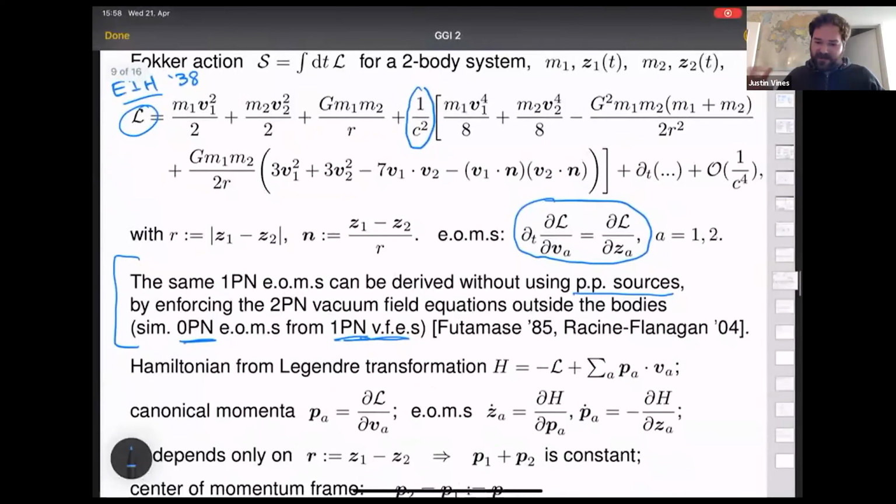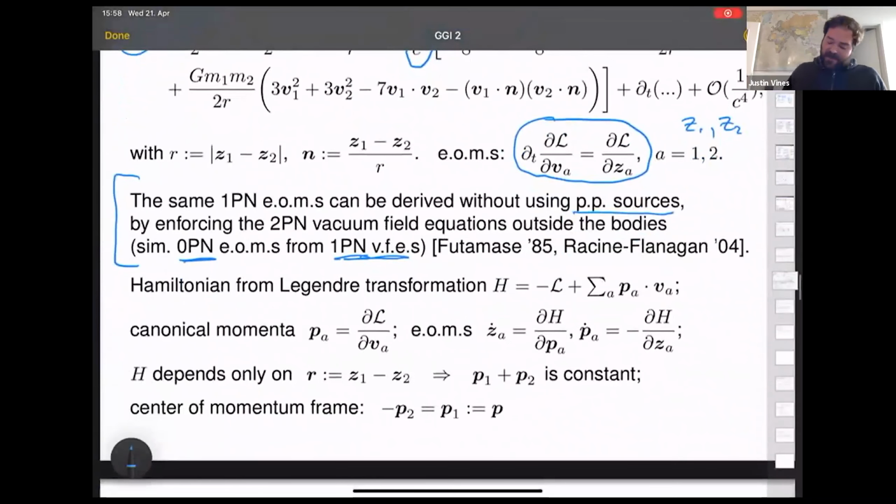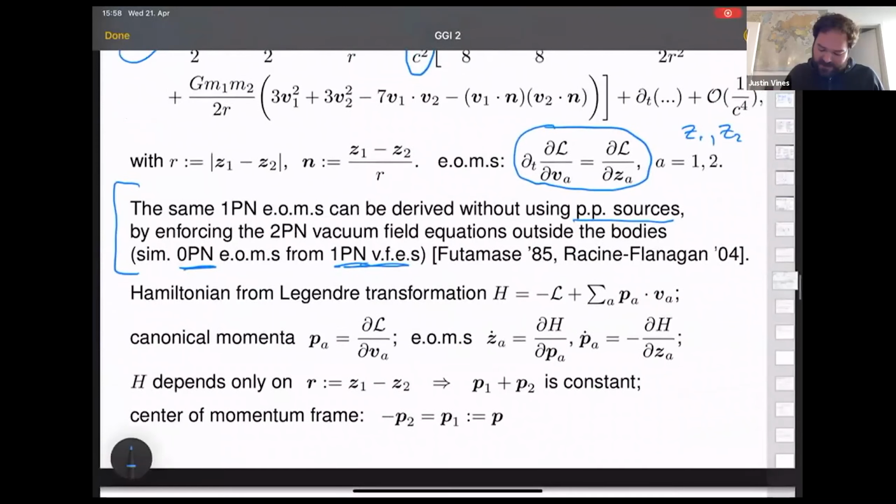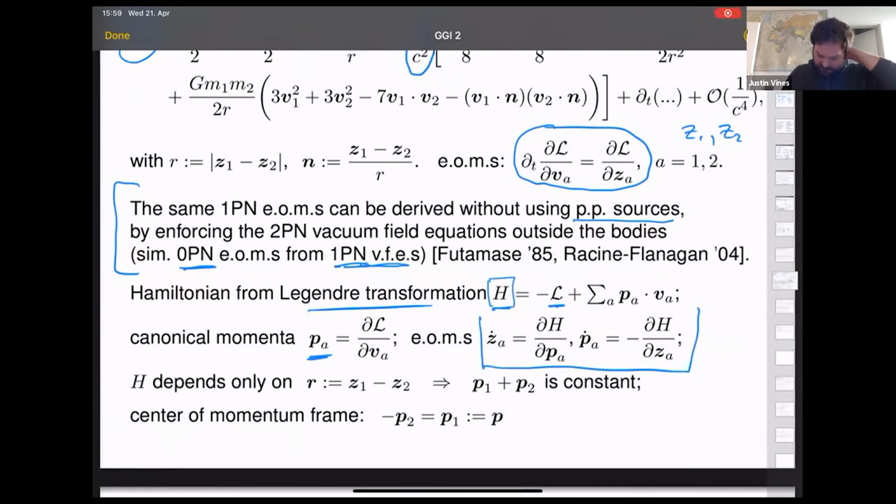Right, so there's our Lagrangian for the two-body system. It's still written in terms of the two world lines, Z1 and Z2. It's often very useful to do a Legendre transformation to go from the Lagrangian to a Hamiltonian, defining canonical momenta in the usual way. Then you get a Hamiltonian, and Hamilton's equations for, again, the positions, trajectories, and now momenta of each of the two bodies.